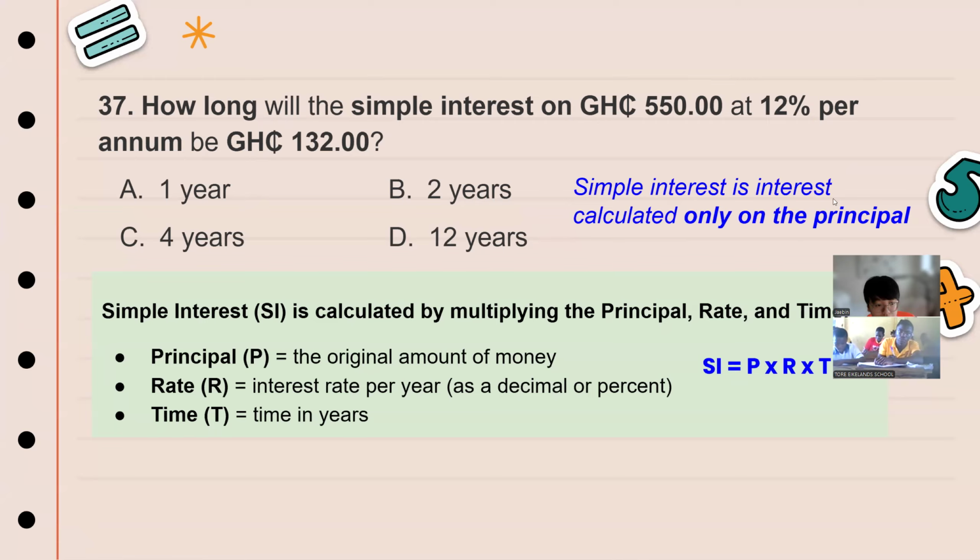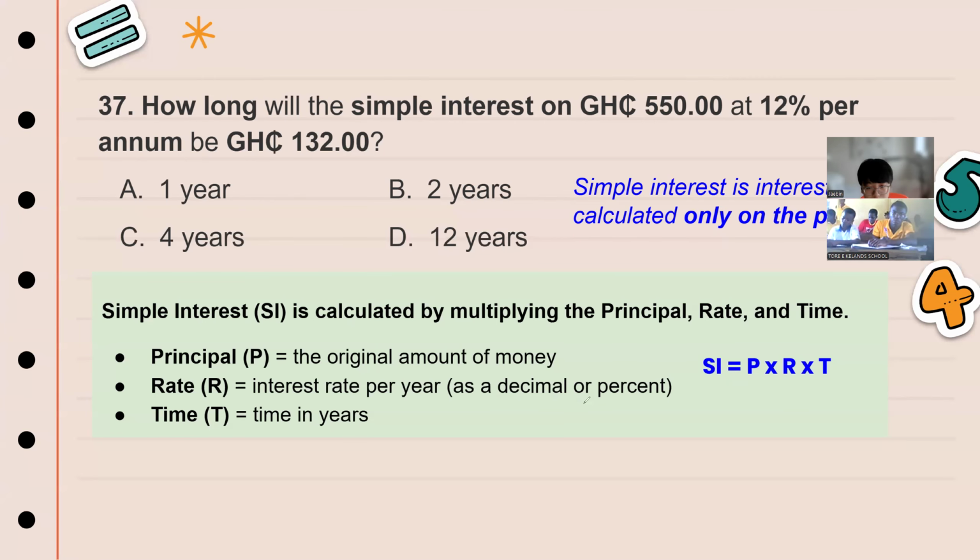So simple interest is calculated by this. P multiplied by R multiplied by T. So P is the principal, the amount of money that we had. We had 550 Ghana cedis, right? Yeah, that's P. The rate, the interest rate per year is 12%, right?